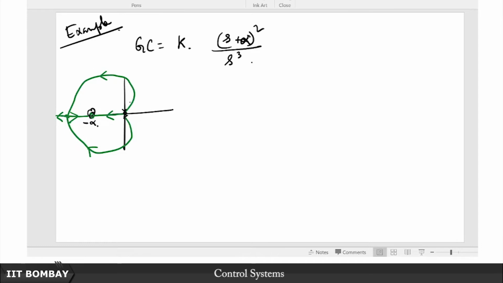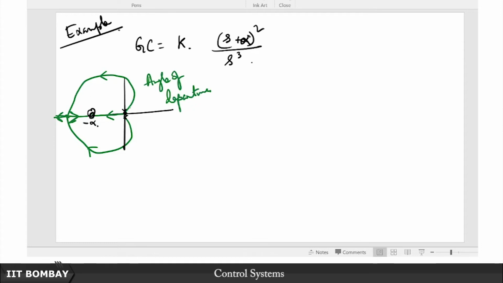How many branches? 3 branches, because there are 3 poles. So 1 branch, 2 branches, 3 branches, first, second and third. Then 1 branch terminates at infinity along the 180-degree direction, and the other 2 branches terminate at this zero pair. Now why did I draw this root locus to bend around to the right? Well, it is this angle of departure, recall.